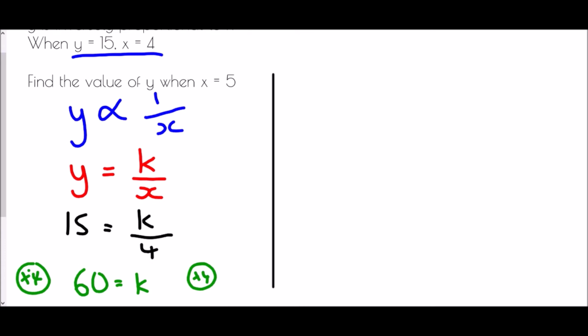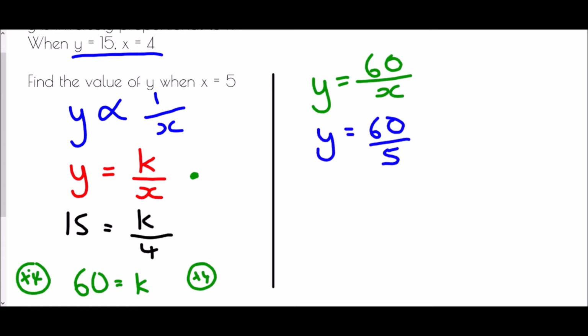I want to find the value of y when x equals 5. And so I'm going to go back to my original equation here, and I'm now going to replace k with 60. So y equals 60 over x, and so if x equals 5, as we're told in the question, y is 60 over 5. What is 60 divided by 5? Well, that is 12. And so y is now 12 when x is 5. And you'll notice there that as x got bigger, we went up to 5, y has actually gotten smaller. We've gone down to 12.